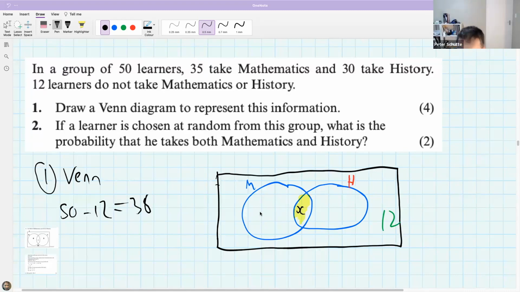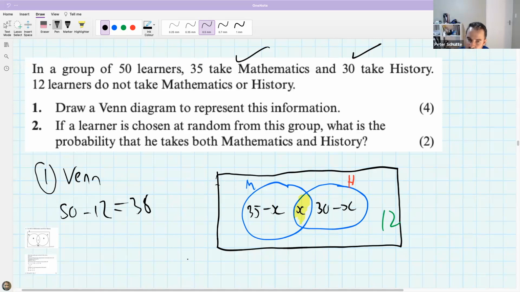Okay, brilliant. I think I would have done it probably a similar way. The way I was going to suggest to everyone now was saying, look, if 35 take maths, and this was 35 minus x, then 35 minus x plus x gives me 35. And if you then take 30 minus x plus x, you get your 30. There are many ways you could do that. Now, you still haven't got the value of x yet.